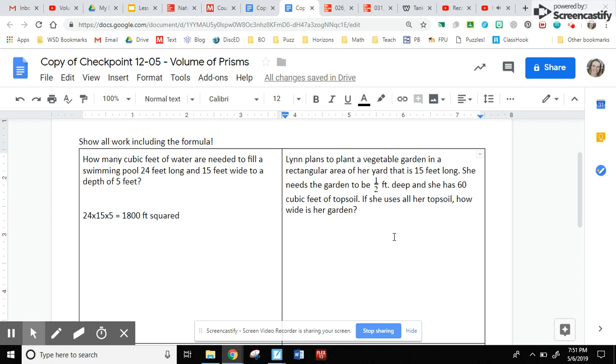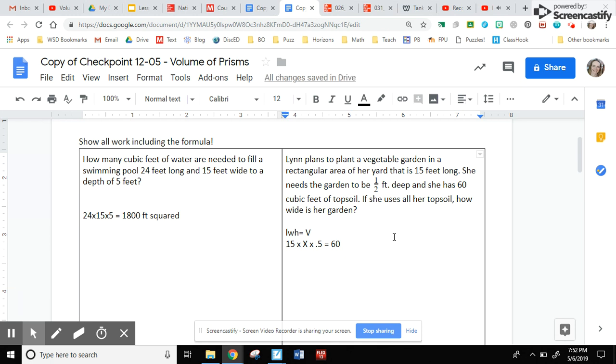Okay, and we're back, hopefully. So you have length times width times height. Length, width, height equals volume. So my length I'm given, it's 15. Width is not there, and I'm going to put a big X, which looks terrible, but oh well. And height, it's a 1/2 foot deep, so that's 0.5. And that all equals my volume, which is 60 cubic feet.